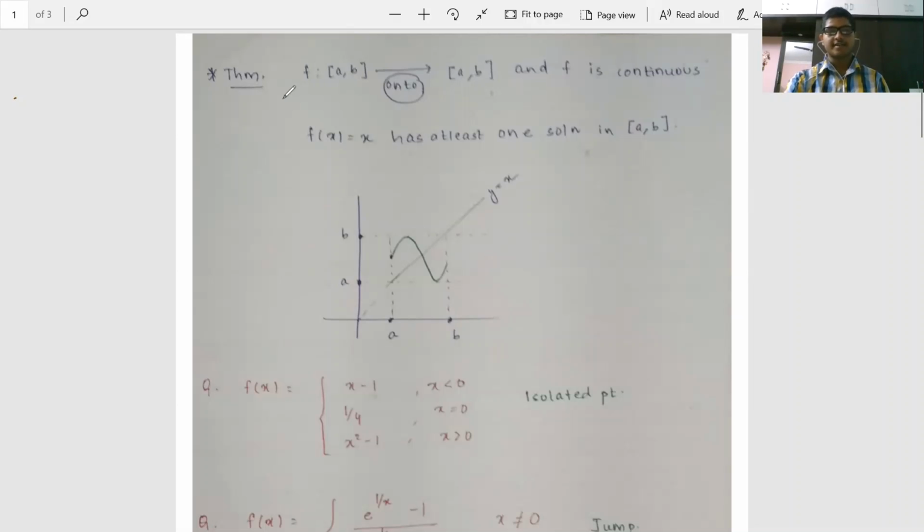First of all, as promised yesterday, there would be first a theorem, a simple theorem for onto functions which are continuous. So let's start with the theorem. Let's suppose there is a function f which has domain a to b, and its range is also a to b, and is onto, which means that it has to cover all the values of a to b when x ranges from a to b. Clear? And f is also continuous. So the important thing is the function f is onto and function f is continuous. Then f(x) equal to x has at least one solution in closed a to b.